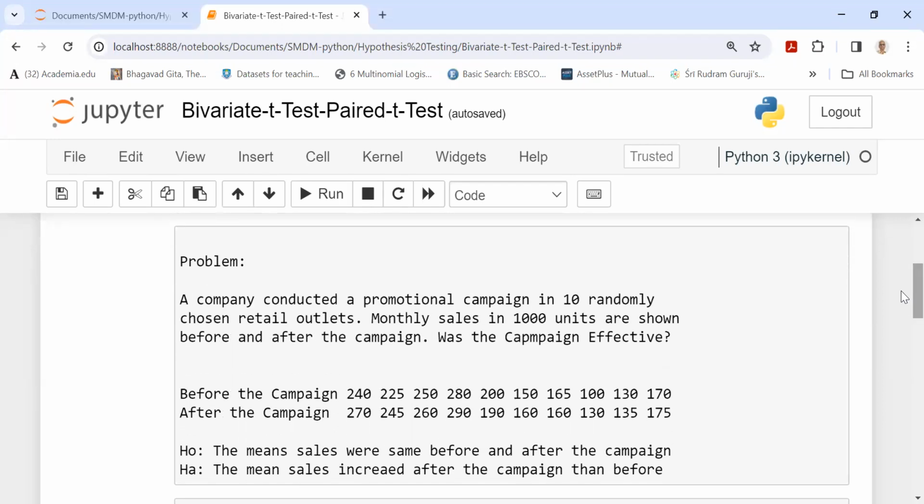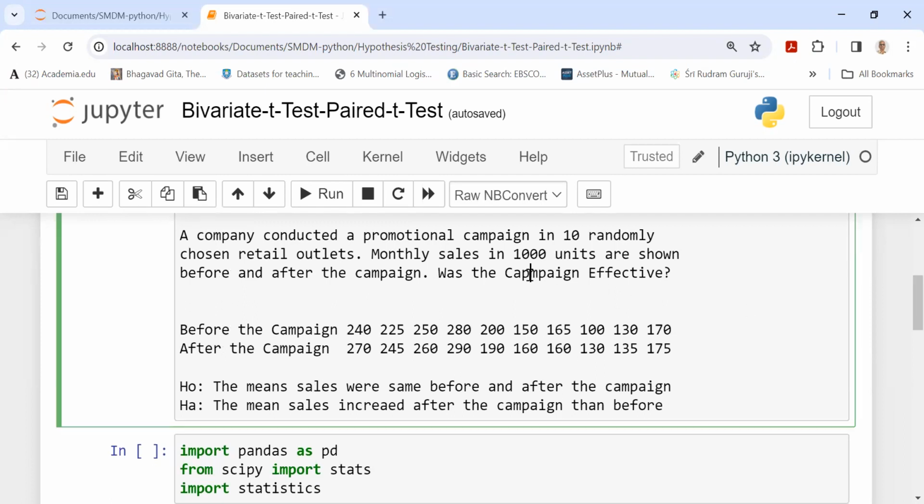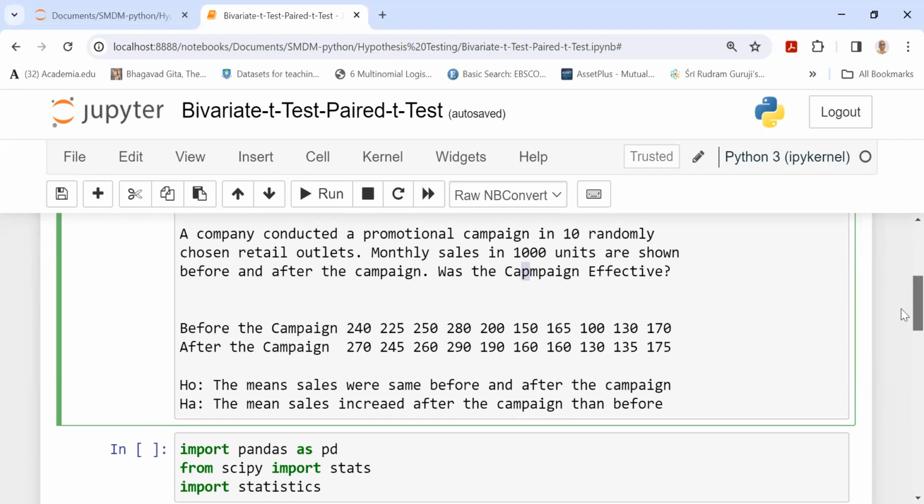A company conducted a promotional campaign in 10 randomly chosen retail outlets. Monthly sales in 1,000 units are shown before and after the campaign. Was the campaign effective? That was the question. Sorry for the small typos here. The P here is a little extra. It's campaign. Was the campaign effective?